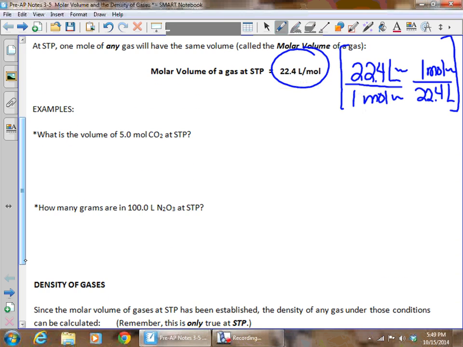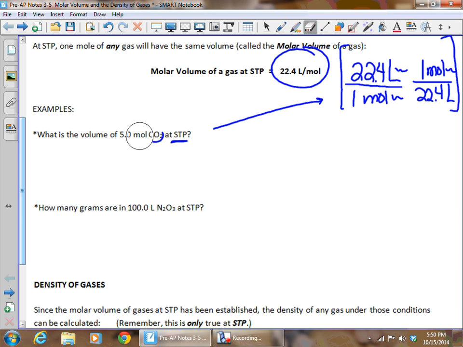So let's see how we use that new conversion factor. The first question: what is the volume of 5.0 moles of CO2 at STP? As soon as we see this STP and we see we're working with a gas, we know that we can use the conversion factor 22.4 liters per mole.